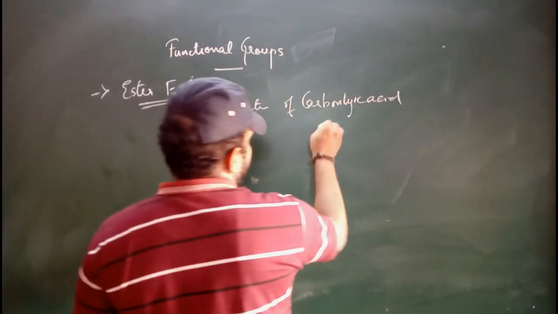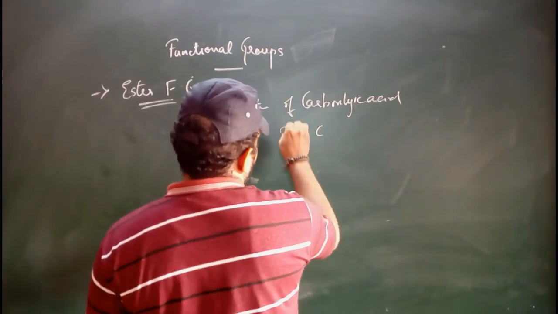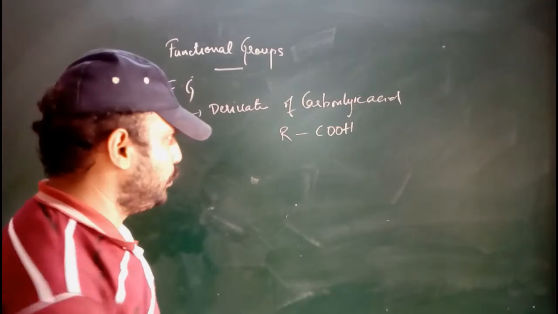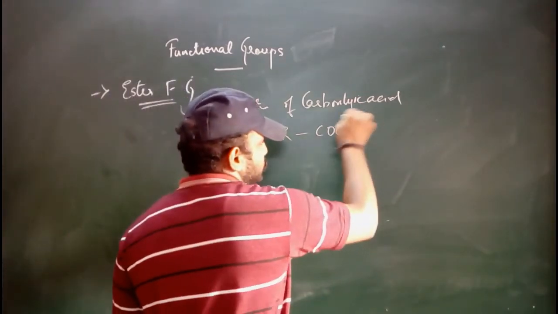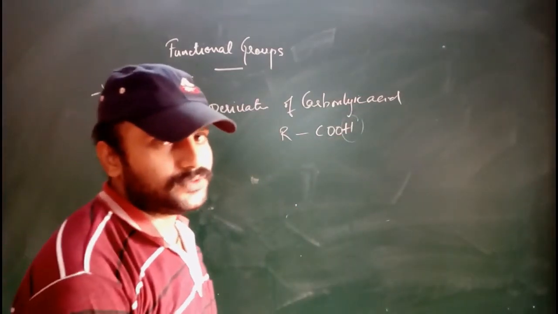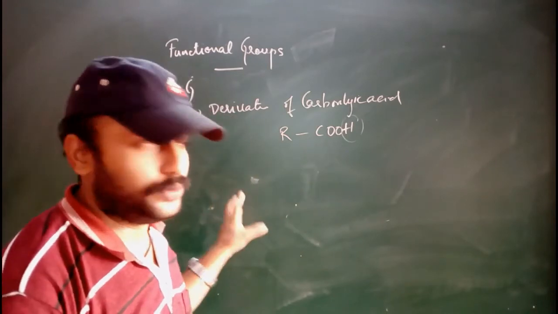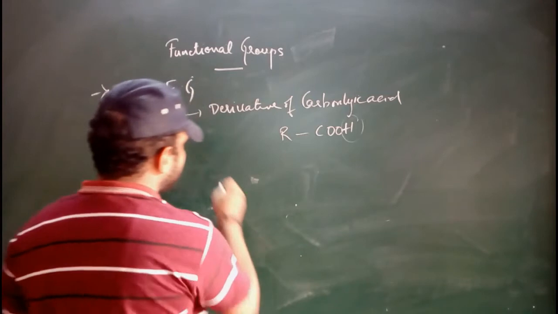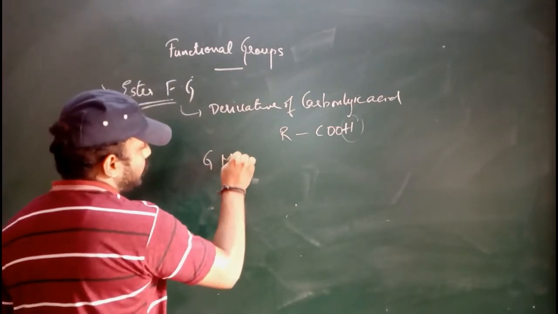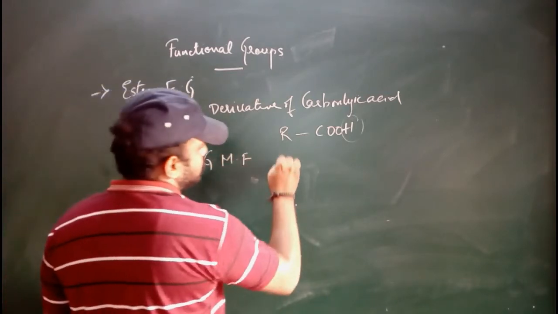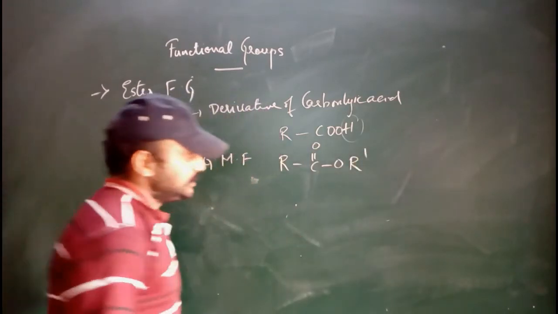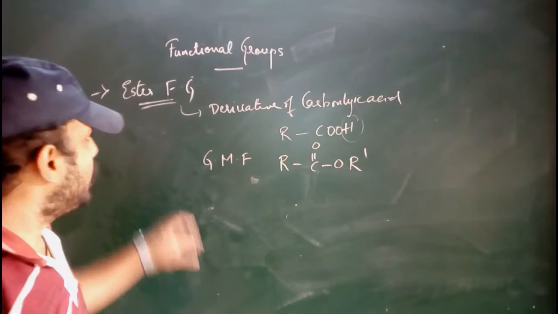That means, what is the general molecular formula for carboxylic acid? RCOOH, right? So here we will remove this hydrogen, and in the place of the hydrogen we will place one alkyl group. That is what they have given. It is a derivative of carboxylic acid. So the general molecular formula for ester is RCOOR dash.